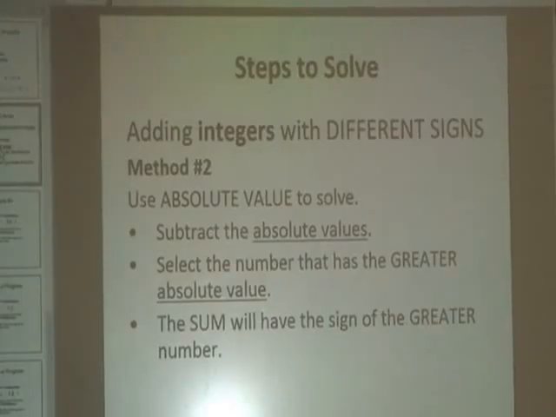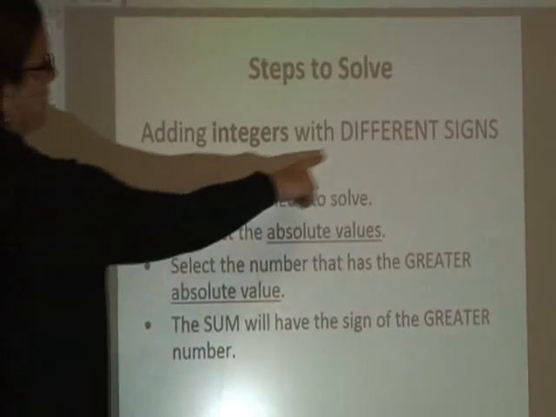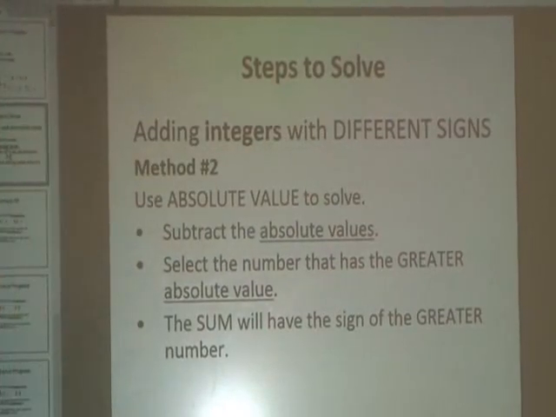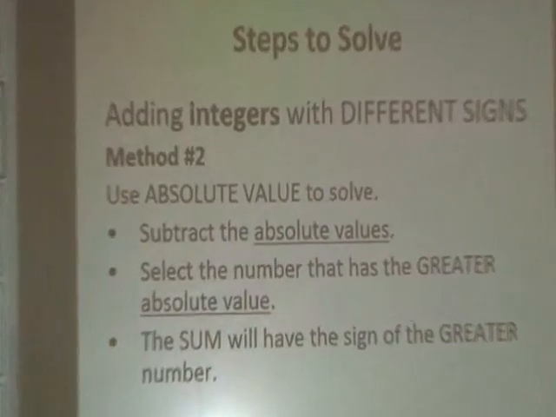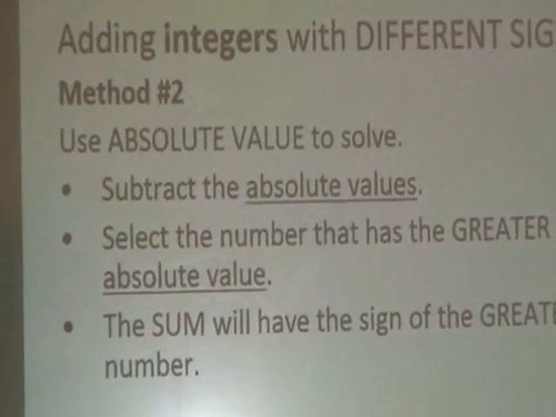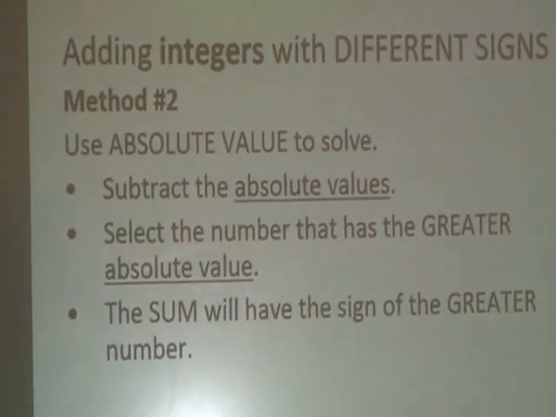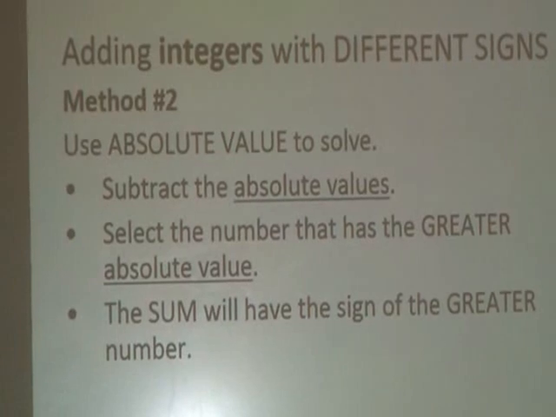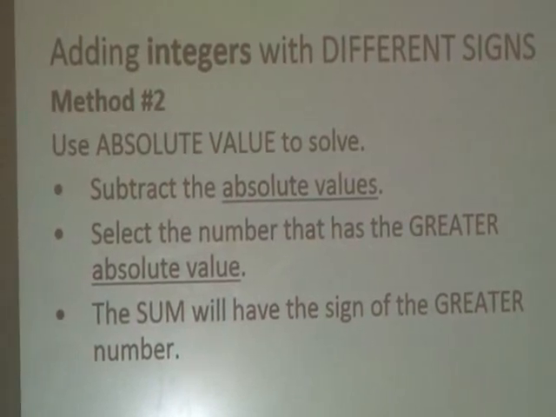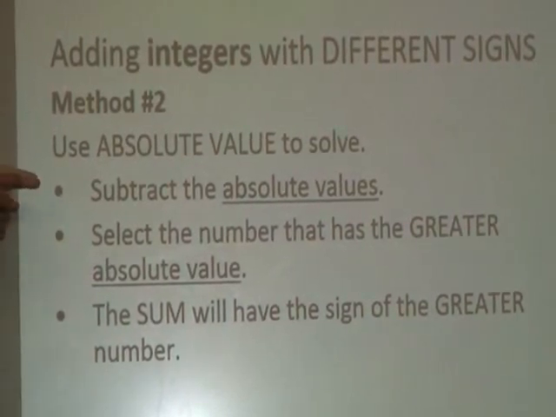Now let's look at the steps to solve adding integers with different signs, but using that second method. We're going to use absolute value to solve. Remember, absolute value is the distance a number is from 0 on the number line. Please note the 3 steps I've listed here in your notebook: subtract the absolute values, select the number that has the greater absolute value, and know that the sum will have the sign of the greater number.